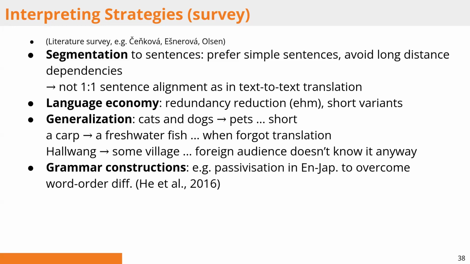And sometimes they also prefer specific grammar constructions, unlike in translation. For example, English and Japanese have quite different word order. It's SOV versus SVO languages. And the interpreters usually use some passivization or some grammar constructions that help them to overcome this difference. So these are the results from this paper.